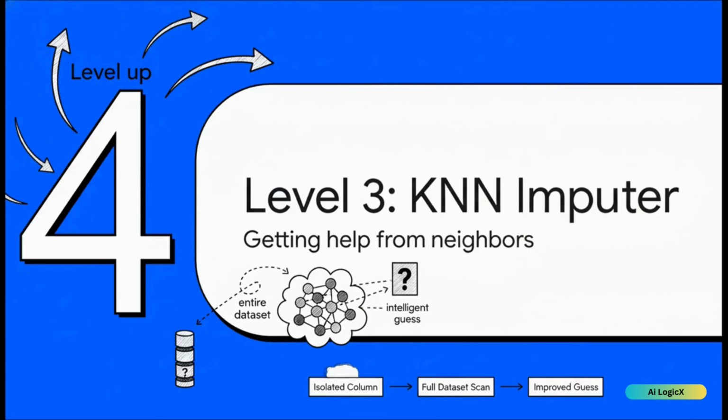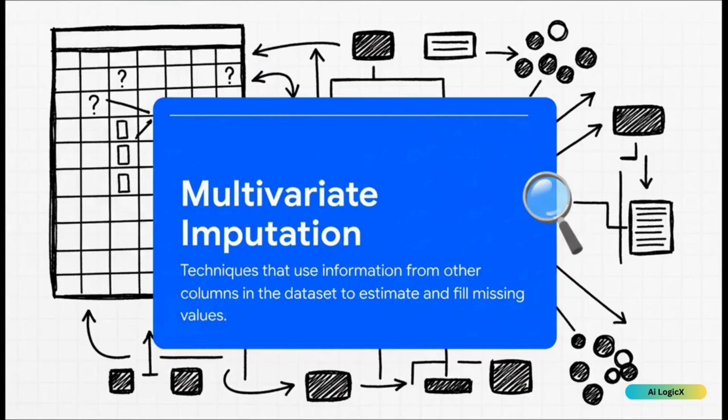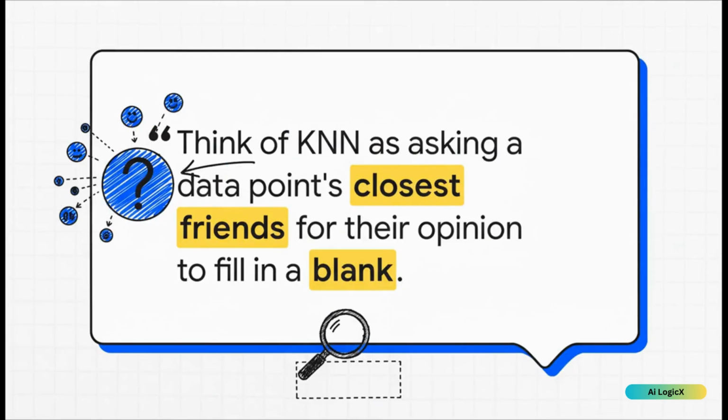All right, we are leveling up again. So far, we've only been looking at columns one at a time, in isolation. Now, we're going to start using information from the entire dataset to make a much more intelligent guess. This is where things get really powerful. We're now working under the assumption that the other features in our data can give us clues about the one that's missing. The idea is that the relationships between the columns actually matter, and we can use them to our advantage. And the first and probably most intuitive way to do this is with the k-nearest neighbors imputer, or KNN.